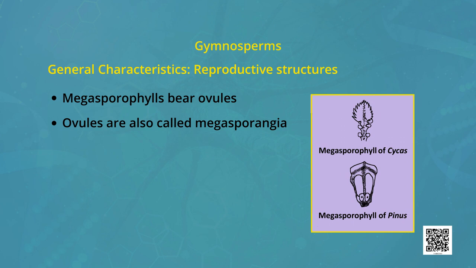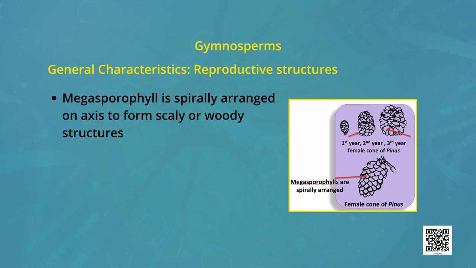These megaspores are different from pteridophytes because in gymnosperms, the megaspore is enclosed within a protective covering. After fertilization, the protective covering develops into a seed coat. We have discussed this earlier too. Each megasporophyll, shown by red arrows in the diagram, is spirally arranged on the axis to form scaly or woody structures. These woody structures are called female cones or female strobili.